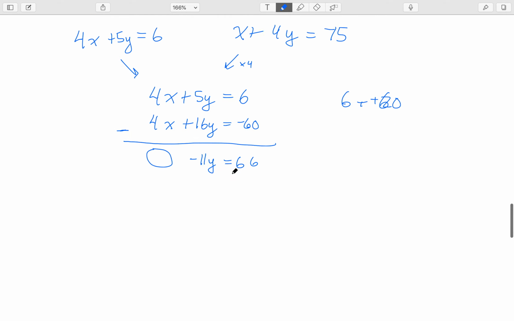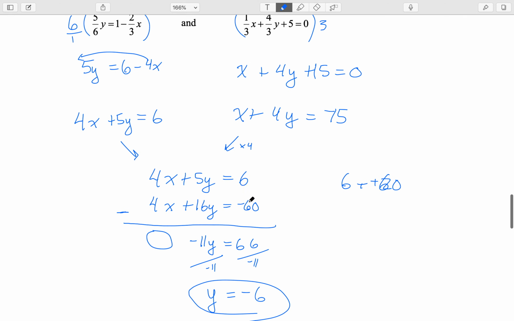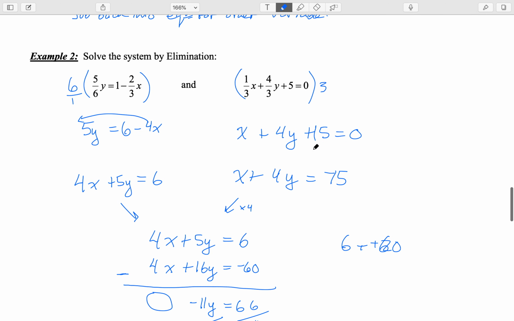Good thing I've caught that because now when I divide, let's see what I get. Divide by negative 11, negative 11. Y is equal to negative 6. Ta-da! There's my first answer. Now, how do I figure out what x is? I'm simply going to go back and substitute it into any equation.